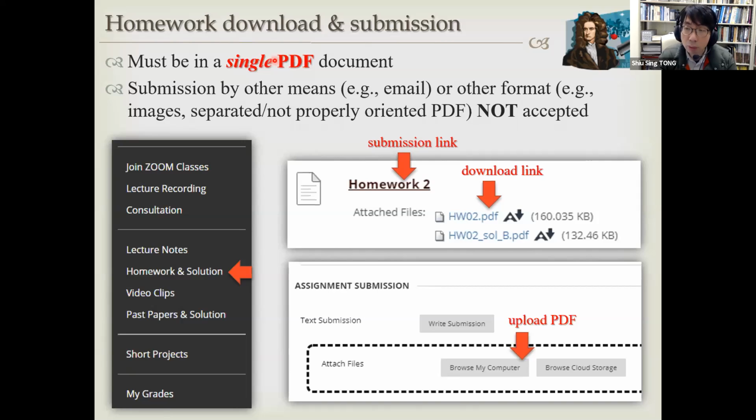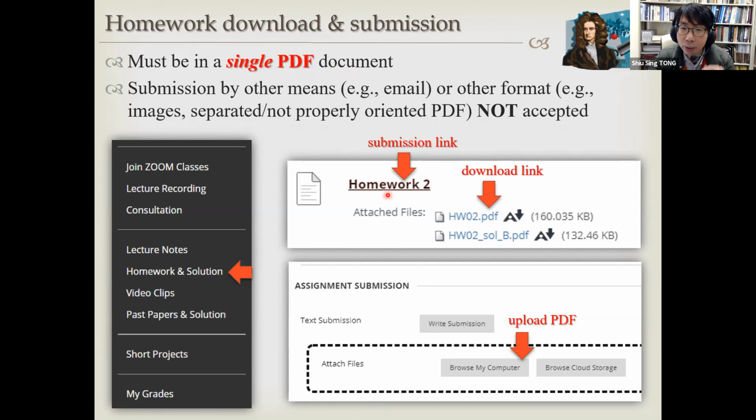Now, please don't submit scattered image files, because the TA will have difficulty in grading your assignment if the files are scattered, and the TA may lose a few of your pages. So if you submit in separate images, the TA will give you some penalty. He or she may deduct some marks of the assignment. So please convert your image files into a single PDF document for submission.